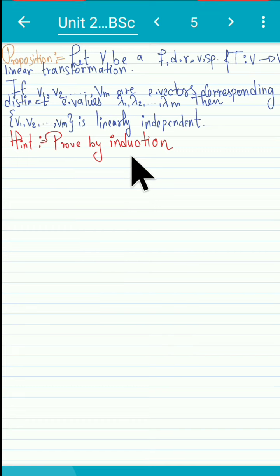You can prove it, but I want to tell you something about this result. What is this proposition trying to tell you? This result is saying that if I consider the eigenvectors corresponding to distinct eigenvalues, then those eigenvectors must be linearly independent. So if I consider two distinct eigenvalues and find eigenvectors for them, then those eigenvectors must be linearly independent. That is nothing but this result. The result is really important and interesting. We'll be proving this in the next video, but for now you can try it by induction.